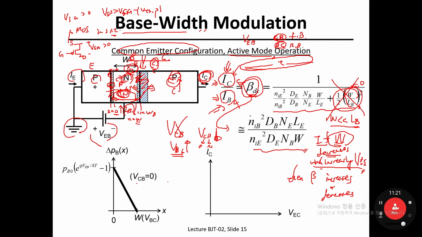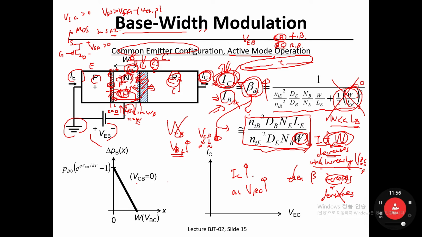Go back to this equation for beta. If W decreases with increasing VBC, then beta increases. Okay, so this is correct. Increasing beta means the collector current increases. So the collector current IC increases as VBC increases.